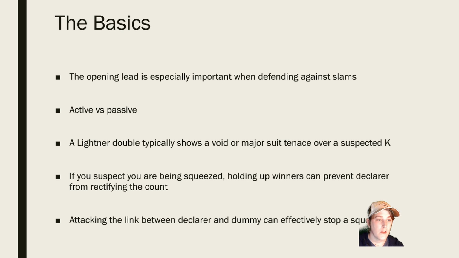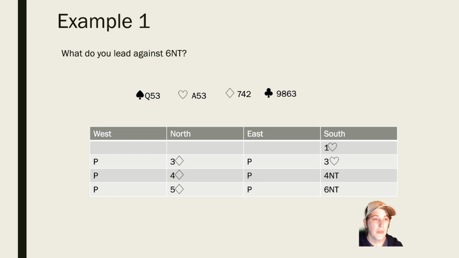Let's take a look at a couple of opening lead problems. Okay, so we're looking at this auction. South opened 1 heart, North bids 3 diamonds, and then continues to bid diamonds just a whole bunch. And South drops us in 6 no-trump. So we are sitting West, and we need to figure out what we want to lead against this contract. We have a guaranteed winner in our hand with the Ace of Hearts. So now we have a question about what else we can do.